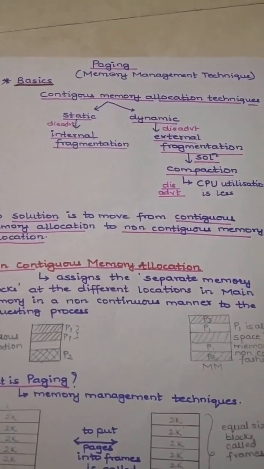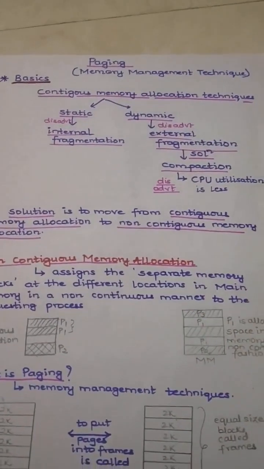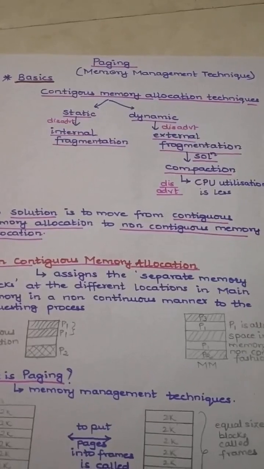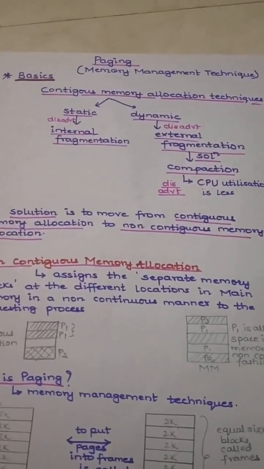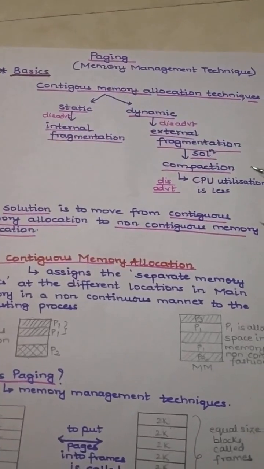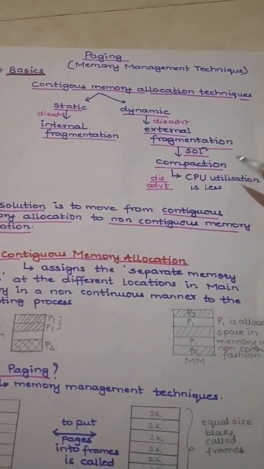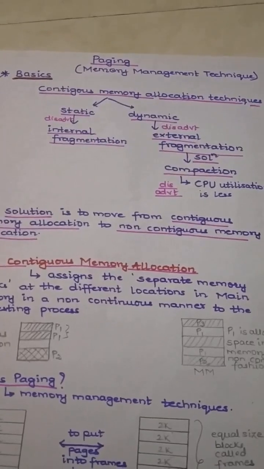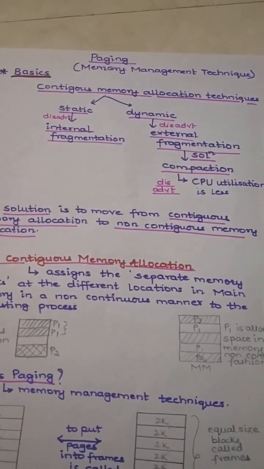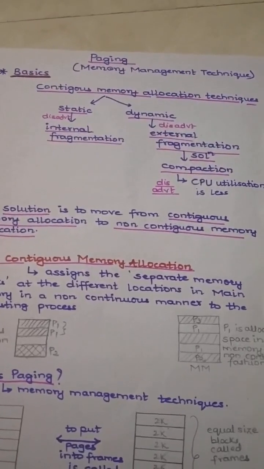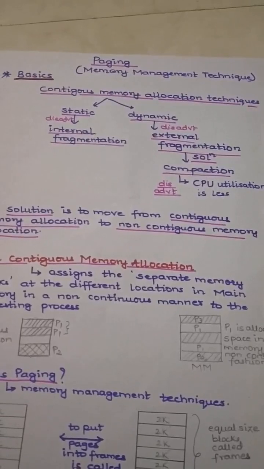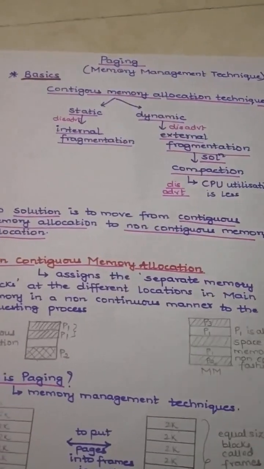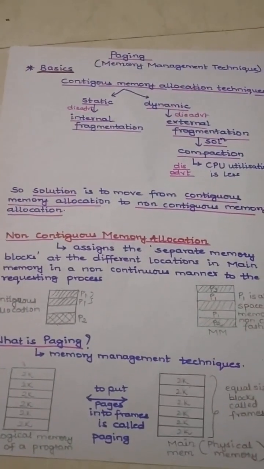When we studied static memory allocation, it faced a challenge such as internal fragmentation. Then we studied dynamic memory allocation, which faced a disadvantage such as external fragmentation. Then we saw its solution, compaction, wherein all the free spaces available in the memory were combined together, and that space was used by the process for its execution. However, it again faced a disadvantage: memory utilization was more, but CPU utilization was less.